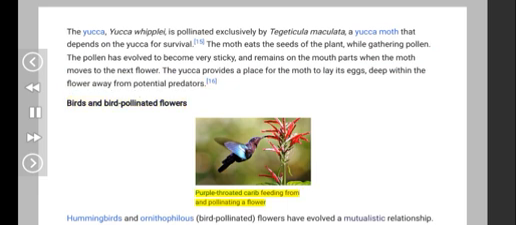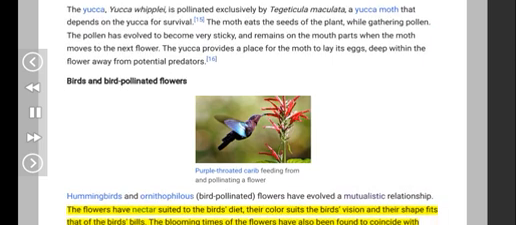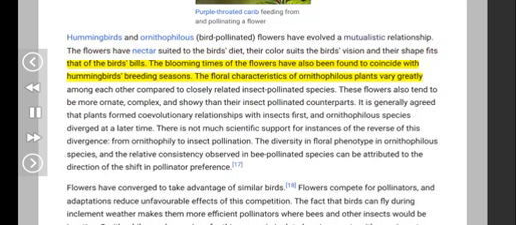Birds and bird-pollinated flowers. Purple-throated carib feeding from and pollinating a flower. Hummingbirds and ornithophilous, bird-pollinated flowers have evolved a mutualistic relationship. The flowers have nectar suited to the birds' diet, their color suits the birds' vision, and their shape fits that of the birds' bills. The blooming times of the flowers have also been found to coincide with hummingbirds' breeding seasons.